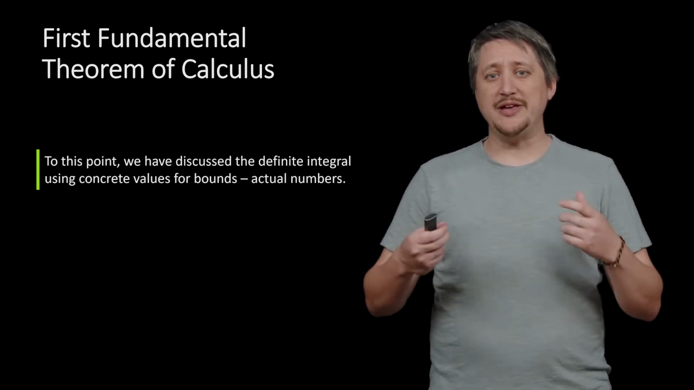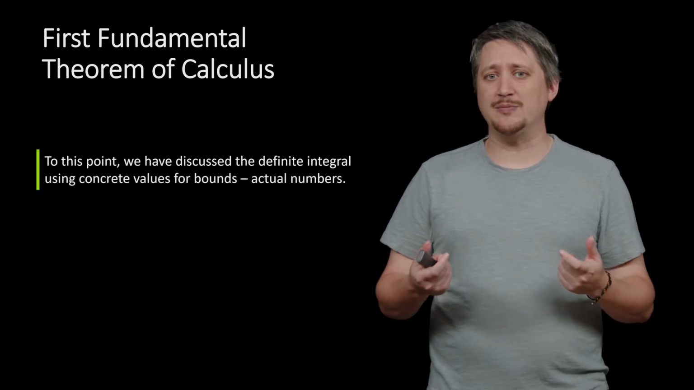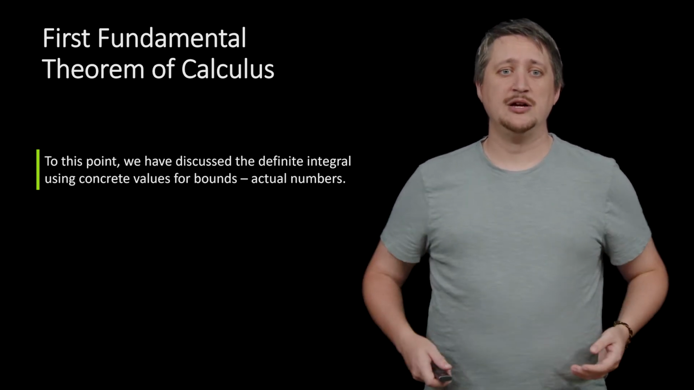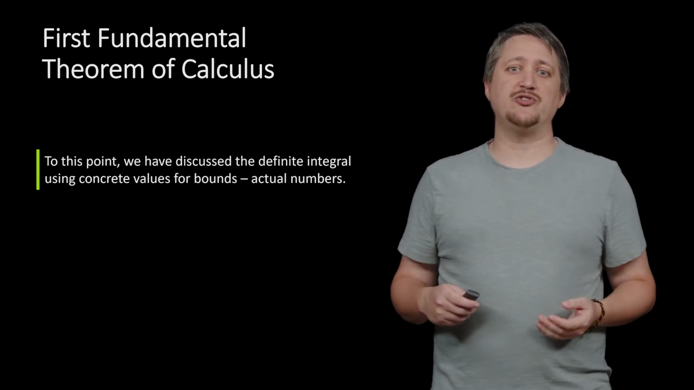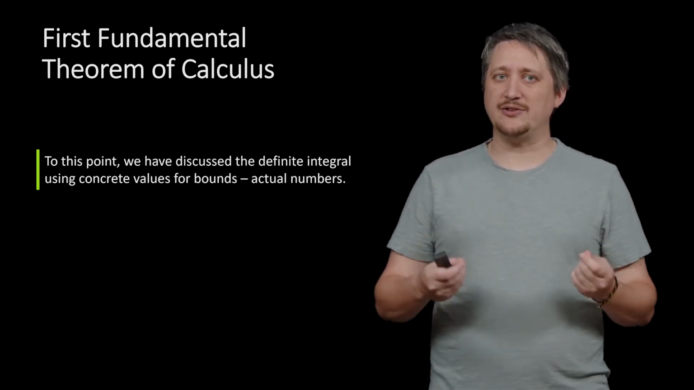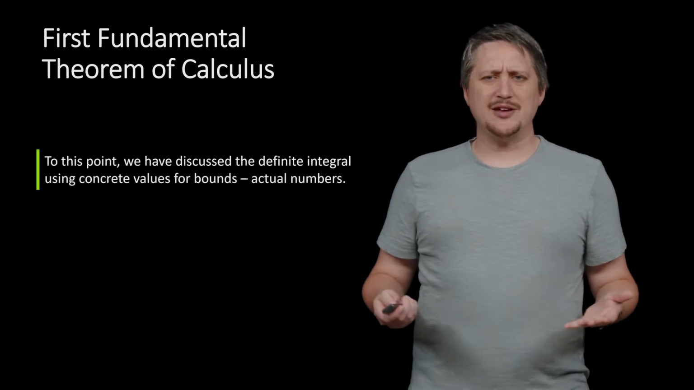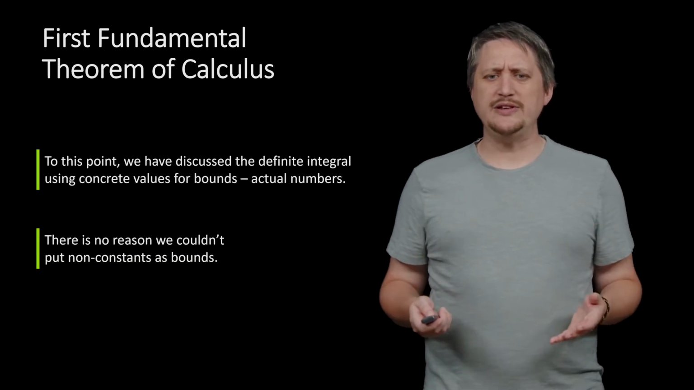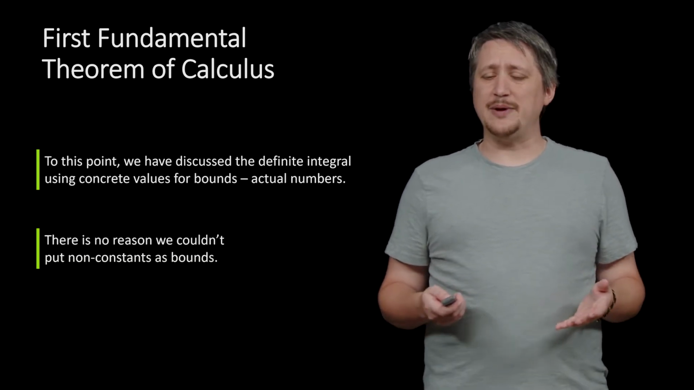Now, to this point, we've discussed definite integrals using concrete values for bounds, actual numbers, right? We label them a and b because we don't know what they are, but if we had a specific problem, like find the area of the region between x equals 3 and x equals 17, we have actual values for these things. But it turns out there's really no reason we couldn't put non-constants as bounds.